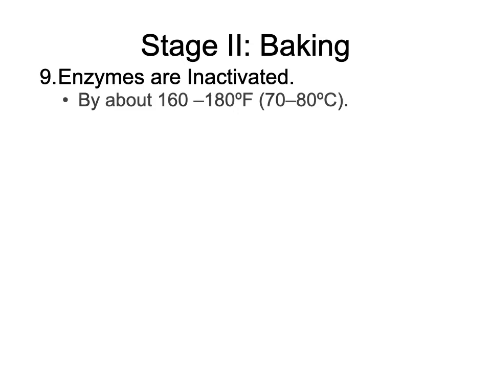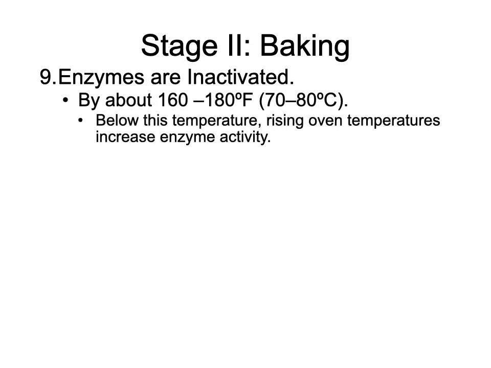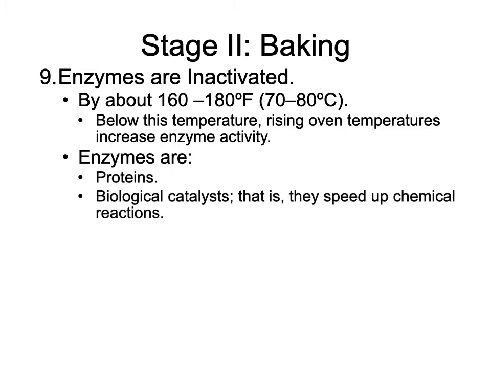So there's a point at which then we get up a little higher in temperature, 160 to 180 degrees, especially when we get near 180. Enzymes start to be deactivated. Below this temperature, rising oven temperatures increase enzyme activity. They get really excited, partly because they know they're going to die, and they start to do all kinds of reactions. We have amylase enzymes, which eat up starches, and we have protease enzymes that eat up proteins.